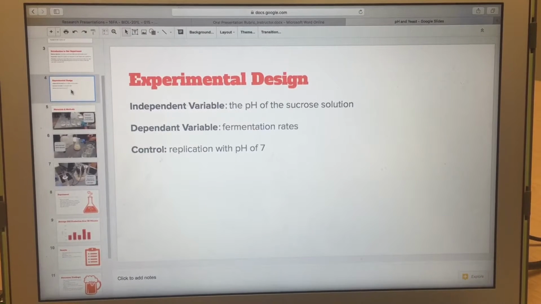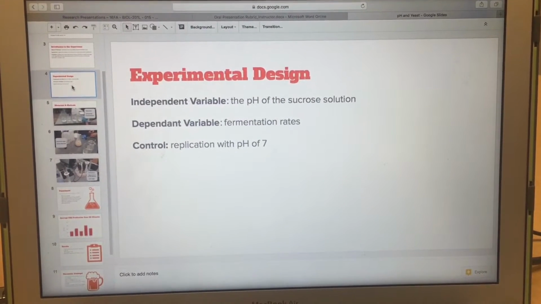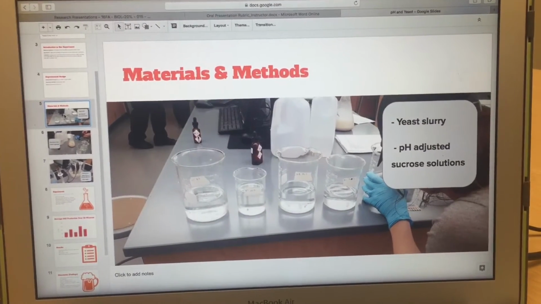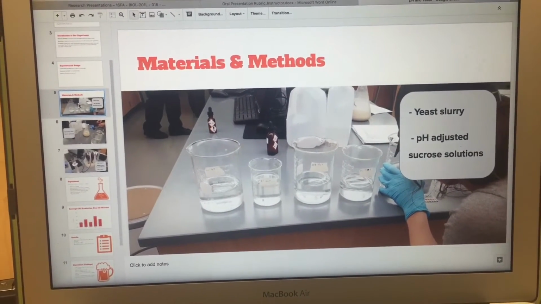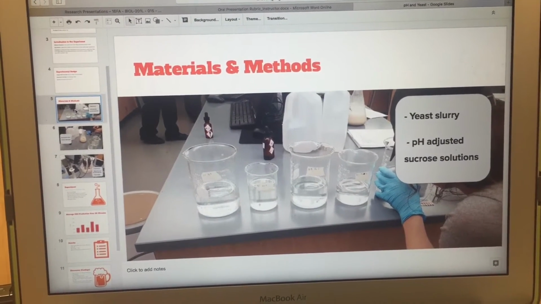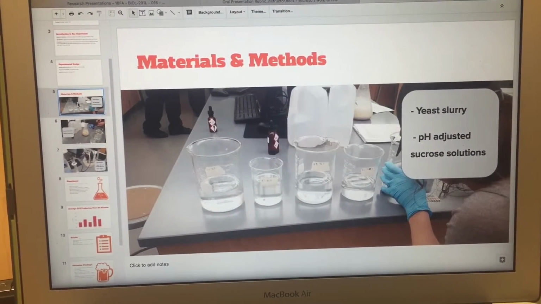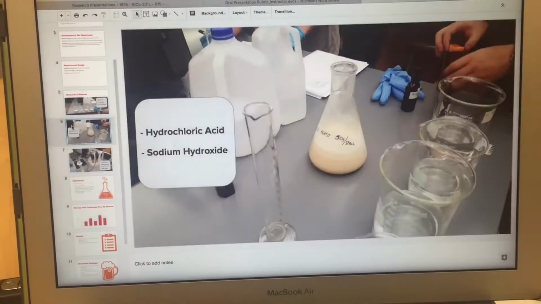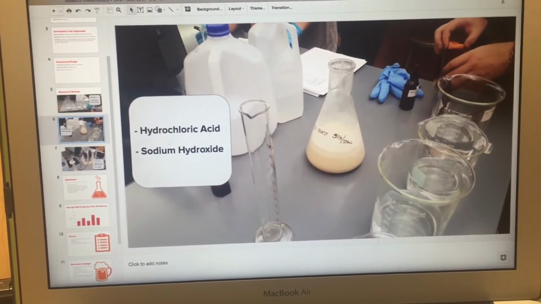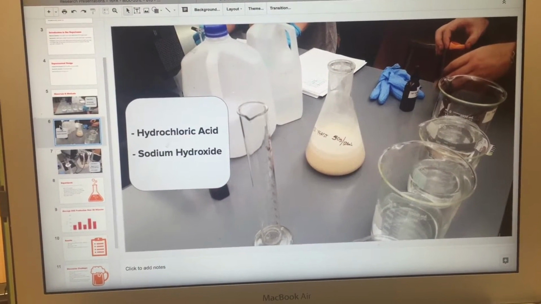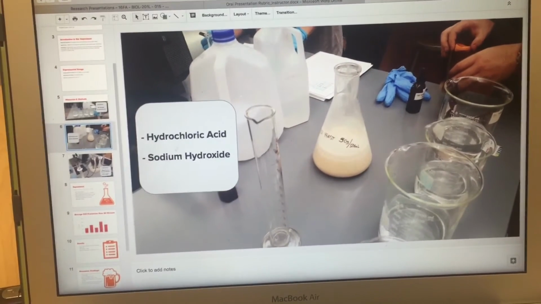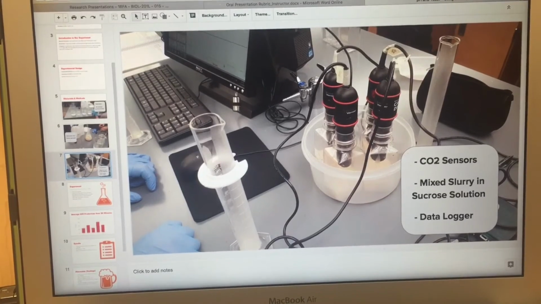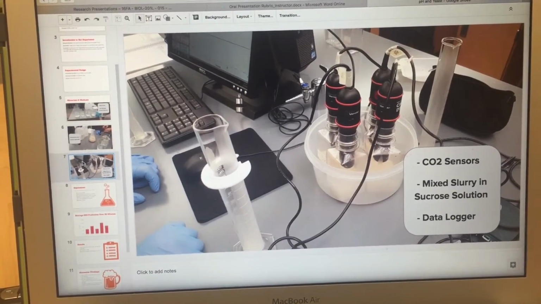The independent variable for our experiment was the pH of the sucrose solutions. The dependent variable was the fermentation rates of those solutions, and the control was the replication with a pH of 7. For the materials and methods, we used pH-adjusted sucrose solutions in glassware, as you can see in the picture, and we made a yeast slurry that we added to those solutions later. We used hydrochloric acid and sodium hydroxide to adjust the pH of the solutions. And to measure the output of our experiment, we used CO2 sensors and data loggers.